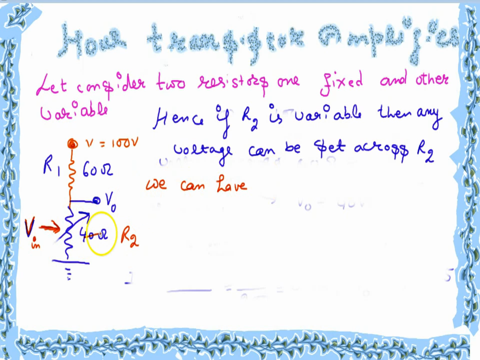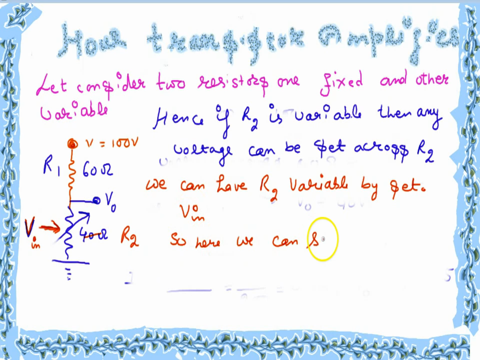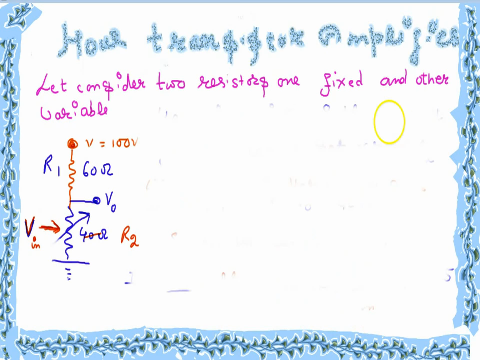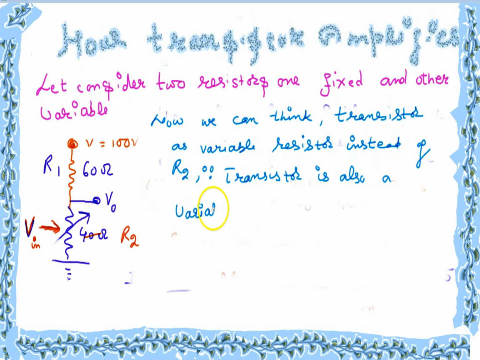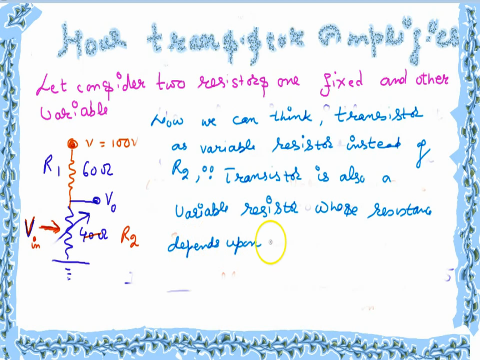If we set some voltage V in which will change R2, then the voltage gain will be V0 over V in. Now we are thinking, if we consider a transistor as a variable resistor whose resistance will change by the base current or the base voltage, because transistors are also variable resistors whose resistance depends upon the base voltage or base current.